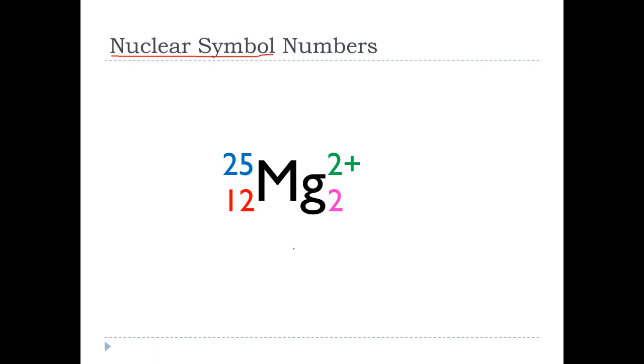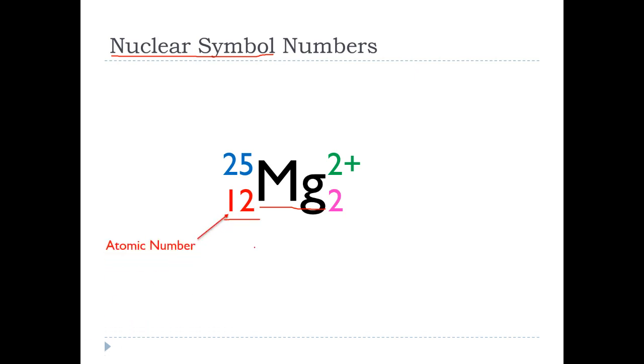So here's an example of a nuclear symbol, and the key to a nuclear symbol is you have the symbol of the element in the middle, the chemical symbol. So in this case we're going to look at Mg, or magnesium. And if you look at magnesium on the periodic table, you'll see that it has an atomic number of 12. And that's what this first number on the bottom left-hand side is representing.